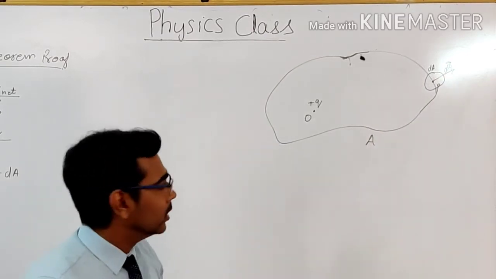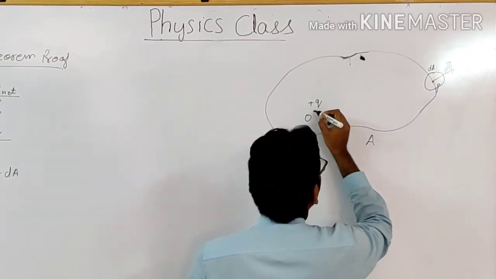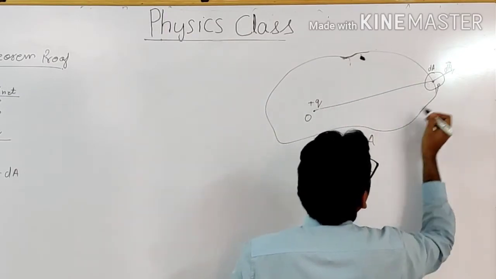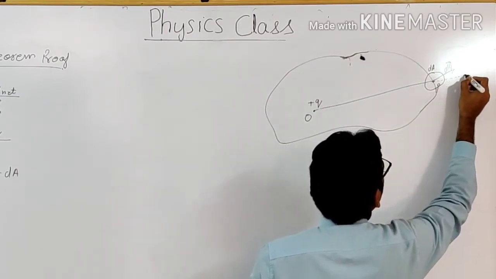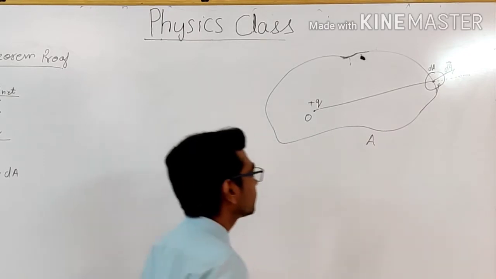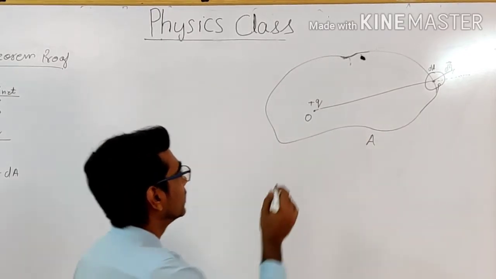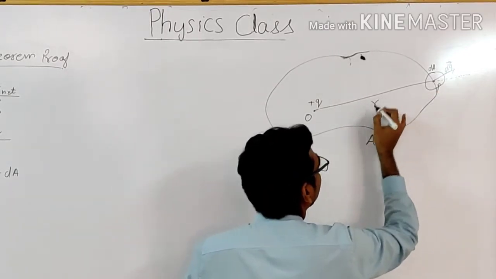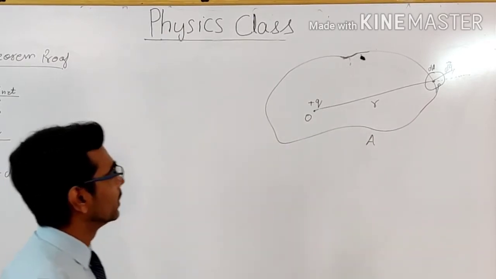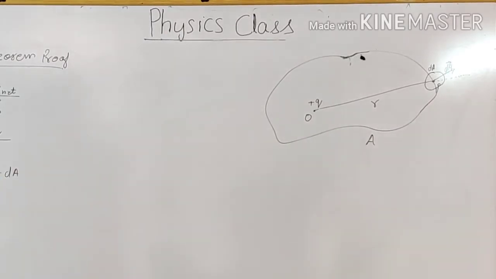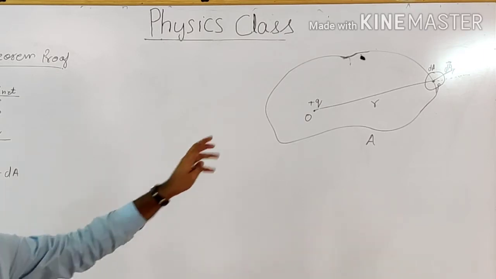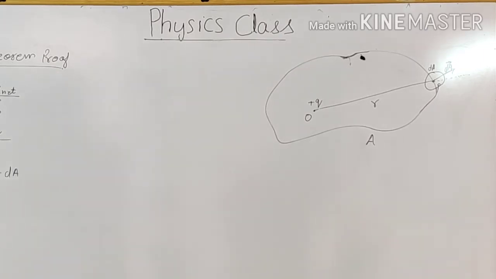So let's connect point O and point P like this and extend it a little bit. Let the distance from O to P be R. We are going to apply the Gauss theorem for this setup.